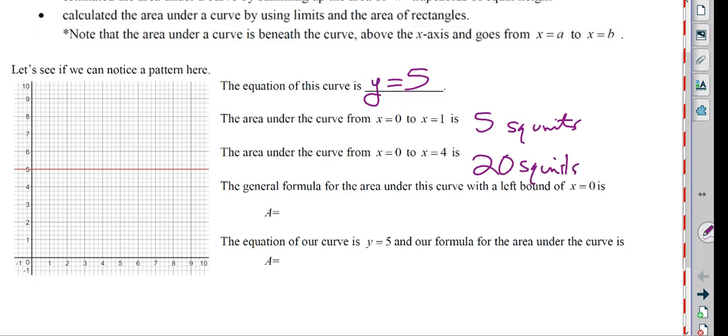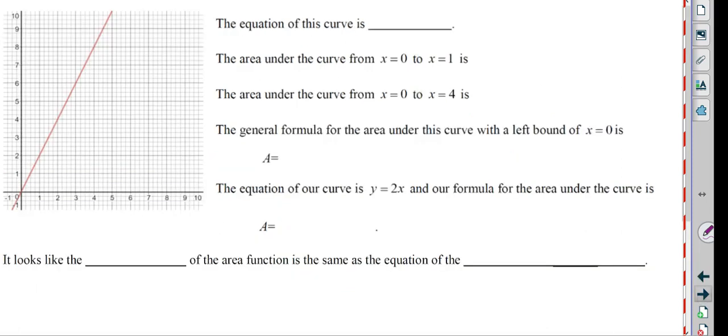What if we came up with a general formula? So if we said it goes from 0 to x, what would the formula for the area be? 5 times x. Area would be 5x. The equation of our curve is y equals 5, and our formula for the area under the curve is 5x. Okay, one piece of information might not mean too much just yet.